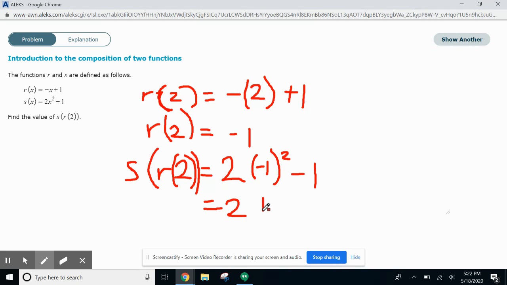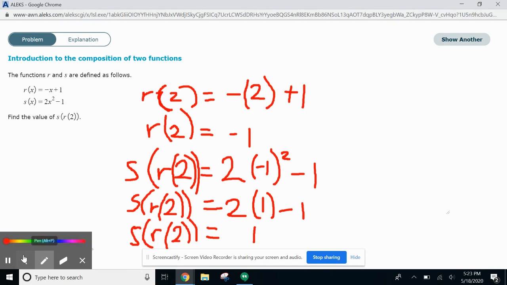That'll be positive 1. 2 times 1 minus 1. So that'll be 1. 2 times 1 is 2. 2 minus 1 is 1. So now I have a positive 1. You didn't have to watch me write that a bunch of times. So this is now s of r of 2 equals 1.